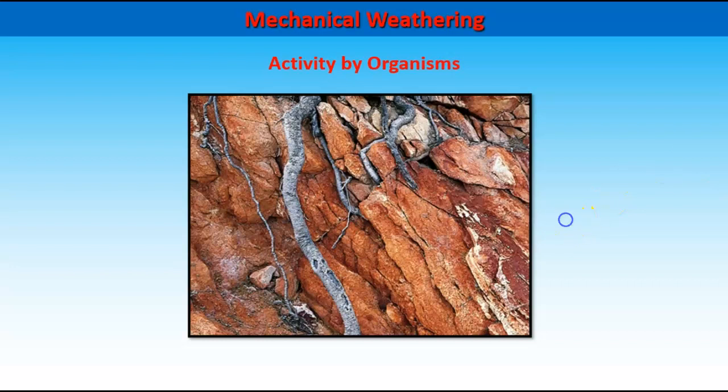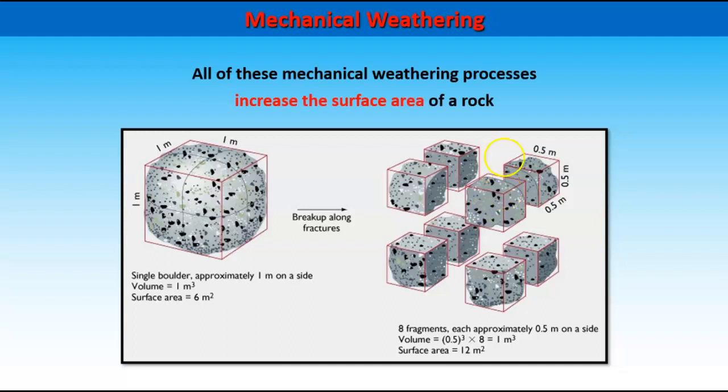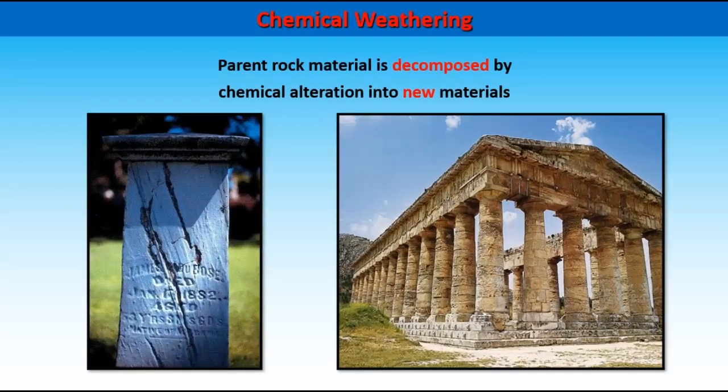And so those are kind of the main ones that we would talk about. We've got the freeze-thaw, the frost action. We've got the expansion and contraction from heat. We've got the roots, and then we've got that pressure release. Those are the main mechanical weathering processes that we want to talk about. And of course, all of these are just increasing the surface area, which allows our chemical weathering processes to take over.